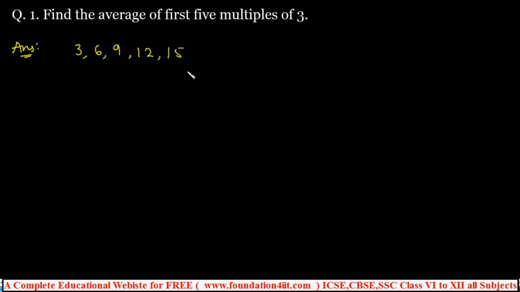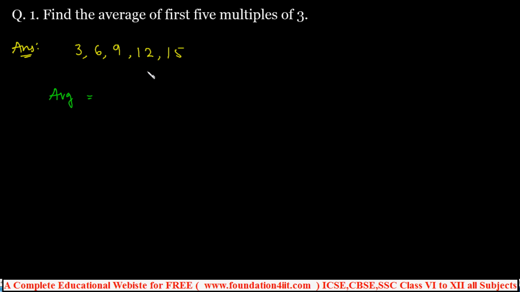These are the multiples of 3. So we need to add all these numbers and divide by 5. That is the average formula. We already know that average is equal to the sum of the observations divided by the number of observations. These are all observations now, so we need to add them all and divide by 5.